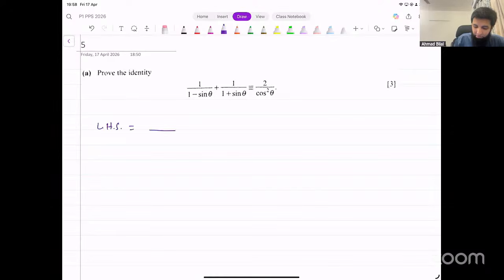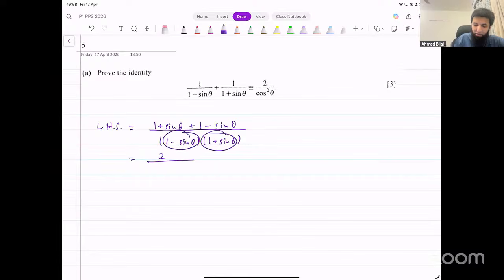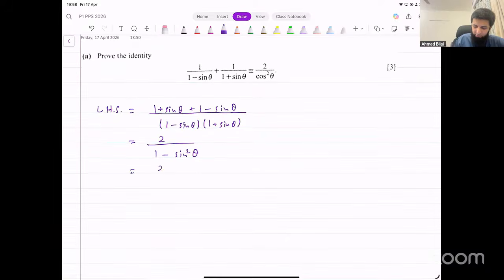Take LCM. You get 1 minus sine theta into 1 plus sine theta in the denominator. Multiply this there, and that gives you 1 plus sine theta plus 1 minus sine theta. Okay, now simplify this further. In the numerator, we just have 2. In the denominator, this is a minus b into a plus b. That's a square minus b square. It will become 1 minus sine square theta. And then that is cos square theta. That's all that they wanted. Okay. 2 over cos square theta. And that is the same thing as the right-hand side. Okay, that's the identity proved.